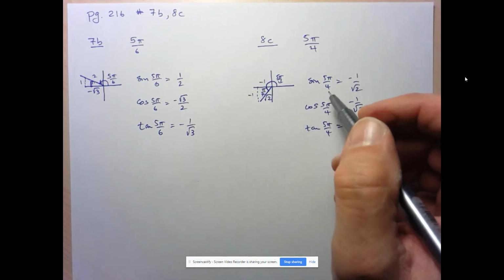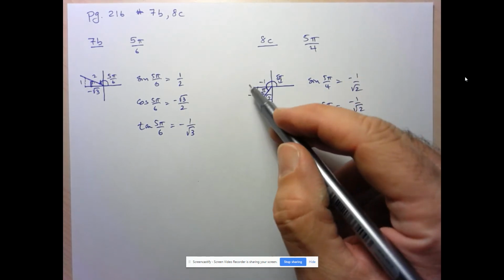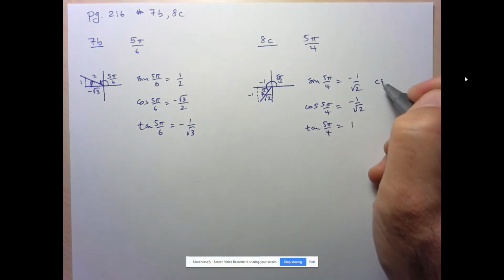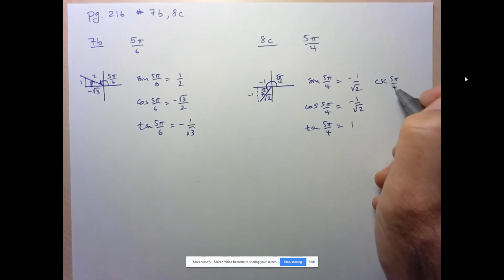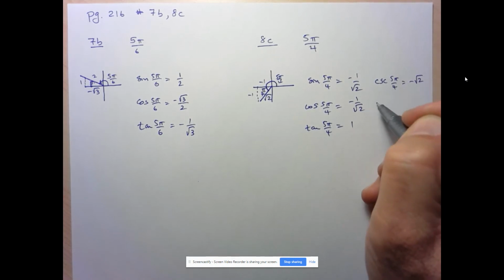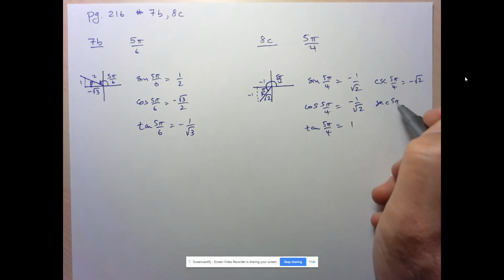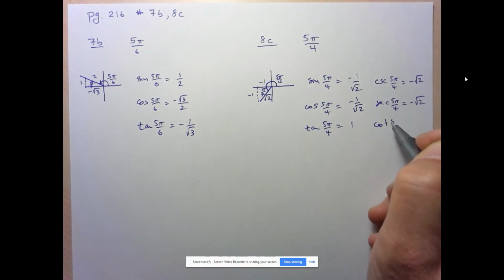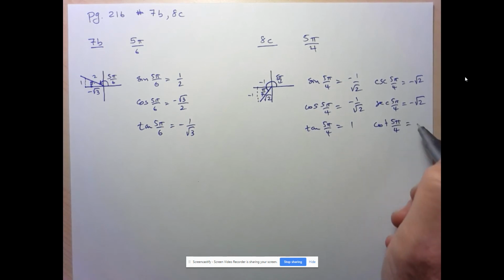And now for my reciprocal ratios, I don't even need to look at my diagram anymore, because now I just know it's going to be the reciprocals of these numbers. So here we have cosecant of 5 pi over 4 is just going to be negative root 2. Same thing with secant of 5 pi over 4. It's going to again be just negative root 2. And then the cotangent of 5 pi over 4 is just going to be equal to, well, 1 over 1 is just 1.